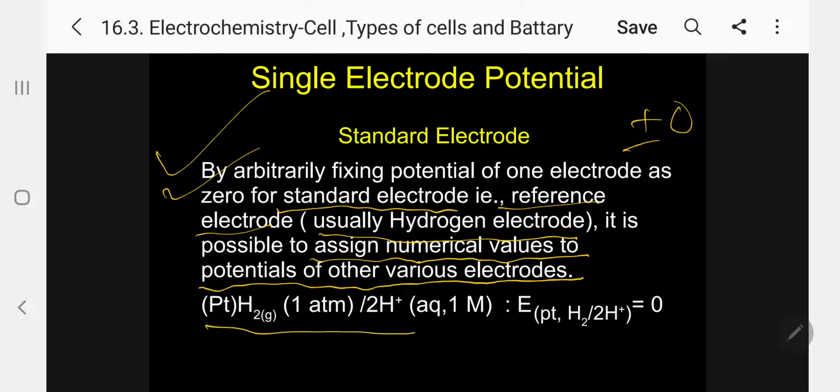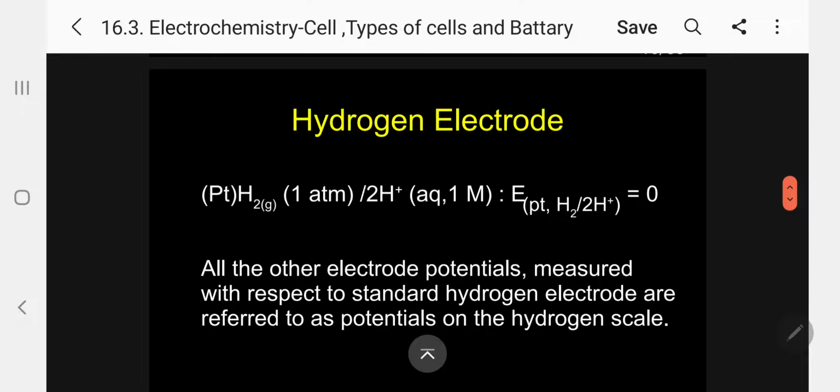So in the case of hydrogen, I am now writing Pt, H2 gas at 1 atmosphere bar, 2H plus aqueous 1 molar, that is the cell E, platinum comma H2 bar, 2H plus, equal to 0. This is the cell. The standard electrode potential for hydrogen is 0. We have seen that already. All other electrode potentials measured with respect to the standard hydrogen electrode are referred to as potentials on the hydrogen scale.